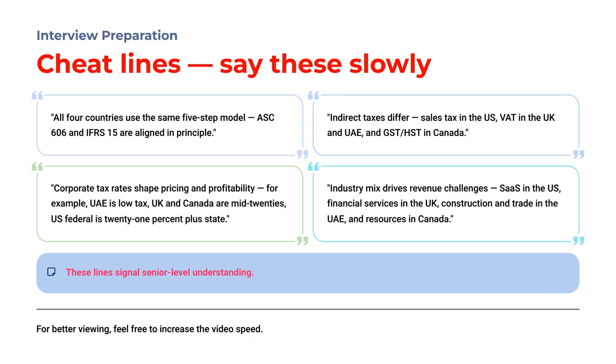Industry mix drives revenue challenges. SaaS in the US. Financial services in the UK. Construction and trade in the UAE. And resources in Canada. These lines signal senior-level understanding.